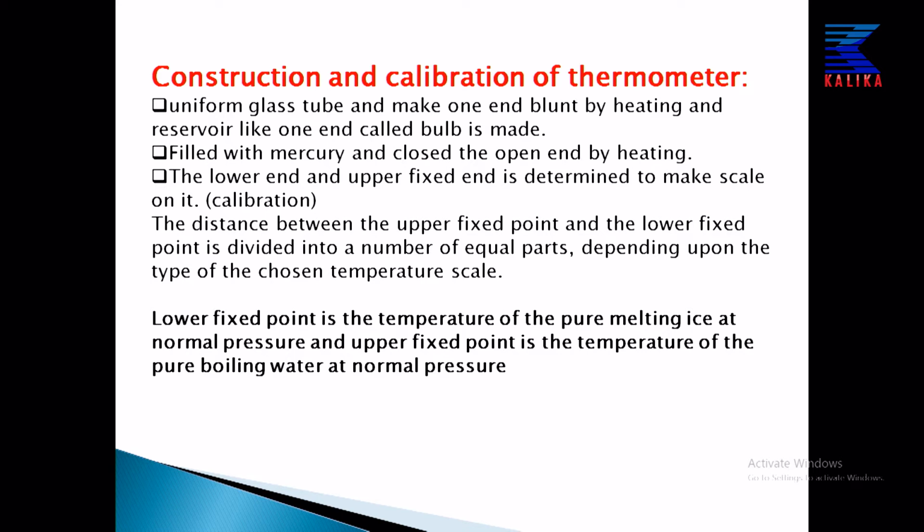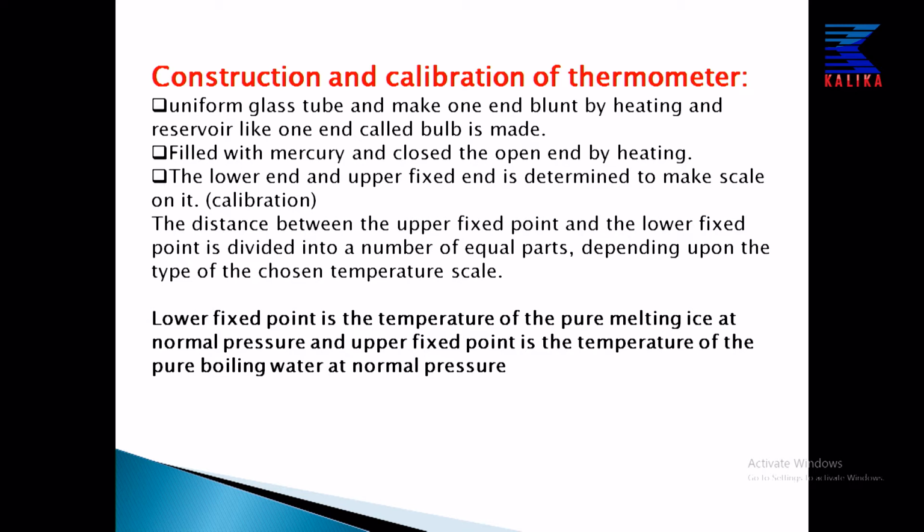So, in this slide you can see how the construction and the calibration of a thermometer is done. First of all, a uniform glass tube is taken, then one end is made blunt by heating, and a reservoir-like structure is made at the other end so that mercury is filled inside it. That end is called the bulb. For measurement of temperature, that bulb must be in touch with the body whose temperature is to be taken.